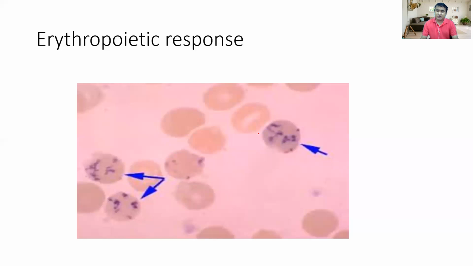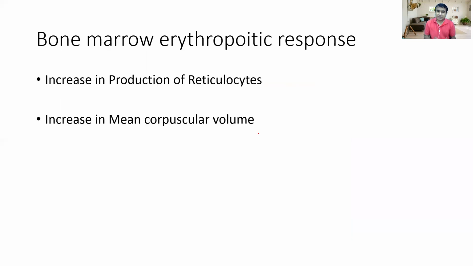What do you see in the peripheral smear? In the peripheral smear, these are the reticulocytes. So what do you see? The more immature cells come into the RBC circulation. That's why we see more reticulocytes among the RBCs. If there is reticulocytosis in the peripheral smear, then definitely we have to think about hemolysis.